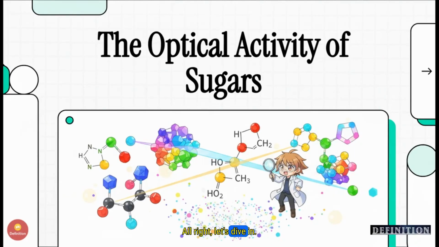All right, let's dive in. Today, we're tackling a really cool molecular puzzle that's at the very heart of how our bodies get energy. It's all about the stereochemistry of sugars. And you're about to find out why, in biochemistry, shape is literally everything.